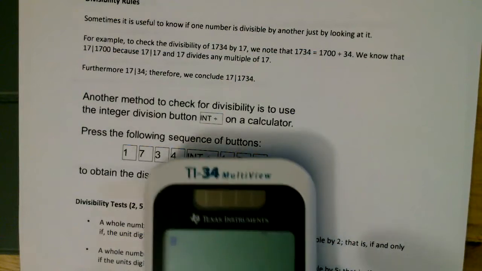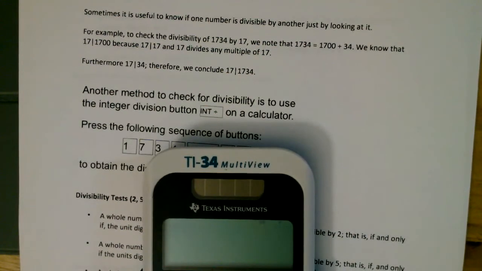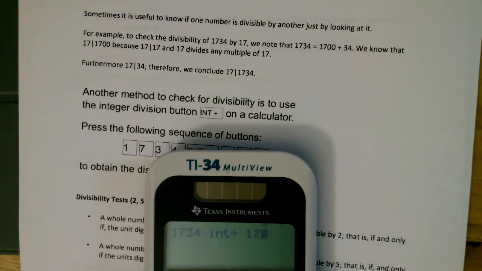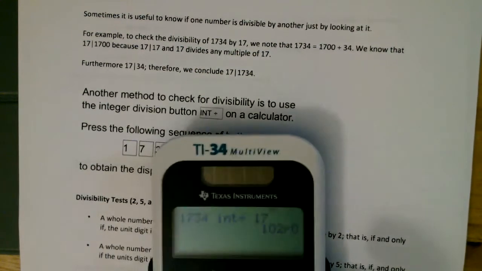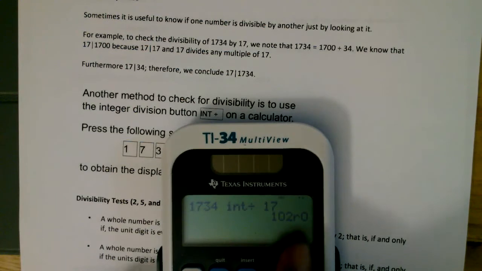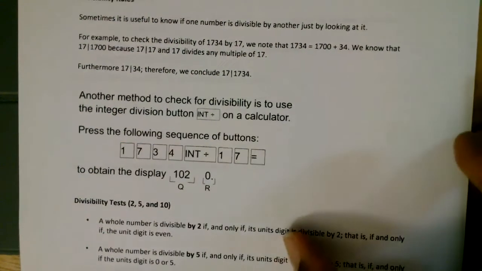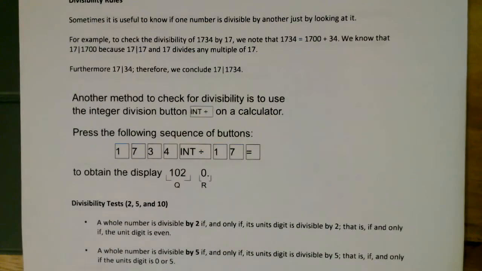So for 1734, I'll type that in. To get the integer division, we press the second key and then division. It'll give you INT with division. Then enter 17 and press enter. Here's what it's going to give you. It's going to give you the quotient and the remainder. So here, this is 102 with the remainder of 0. So here, 1734 is divisible by 17.